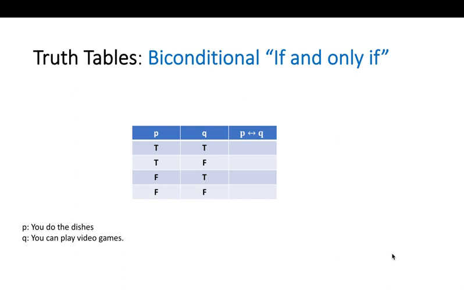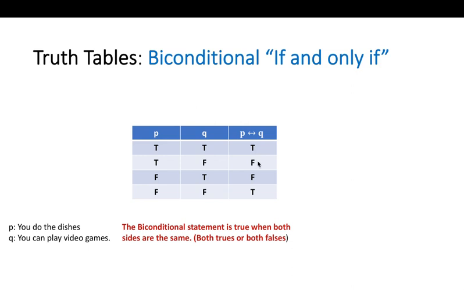Okay, lastly, you have the biconditional, an if and only if. So it's you do the dishes if and only if you can play video games. Or you can play video games if and only if you do the dishes. In this case, the biconditional is going to be true when both P and Q are the same. So if it's true and true, the biconditional is true. If it's false and false, the biconditional is true. Any other time when they're opposite each other, the biconditional is false. So the biconditional statement is true when both sides are the same, both trues or both falses.